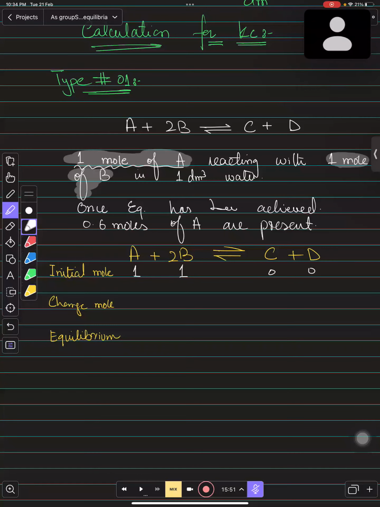So we are using this right now, इनिशियल मोल्स। और इनिशियली C और D आपके पास 0 होंगे क्योंकि आपके पास सिर्फ रिएक्टेंट्स हैं। और उन्होंने आपको बताया कि once the equilibrium has been achieved, so you will have 0.6 moles of A remain, या प्रेजेंट है, अभी भी वहां पर प्रेजेंट है, ठीक है बच्चों। इसका मतलब you can see this, that how many moles of A used, 1 minus 0.6, it means 0.4 moles of A has been used, right बच्चों, or not?